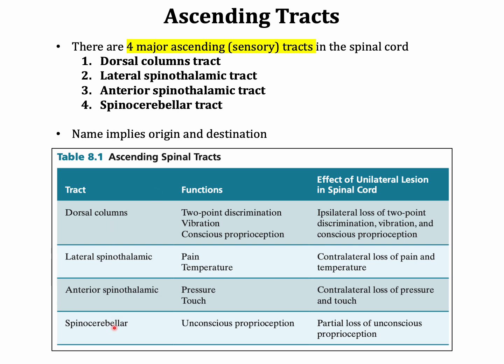So for these 4 major tracts, this table just kind of briefly refers to function here and also talks about what would happen if there were a lesion or damage to that particular tract. So each one carries very specific information, and we're going to look at those on the upcoming pages.